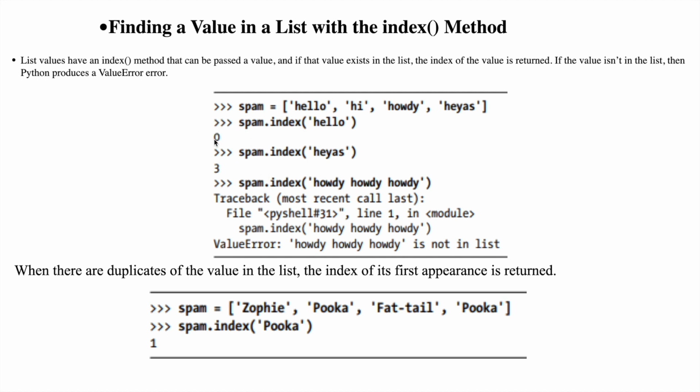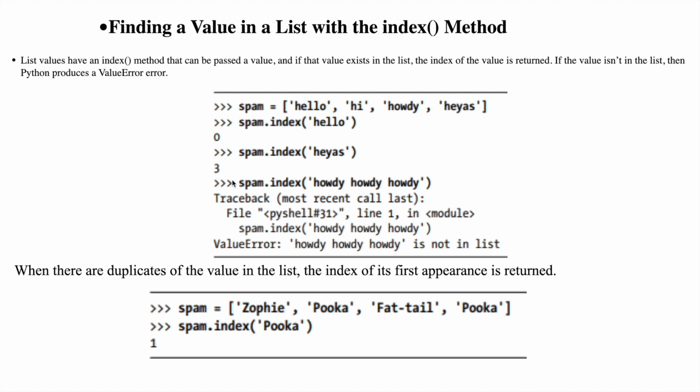In this way, I can use the index method to find out the index value of a particular item in the list. In the same way, spam.index of the last item: what is its index value? Starting from 0, 0, 1, 2, 3. Its index value is 3. So it will print 3.